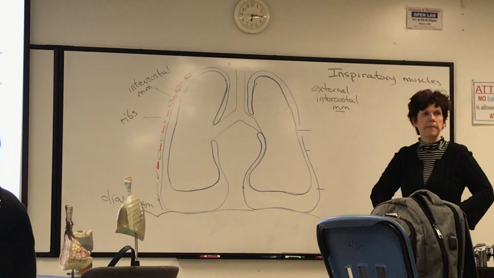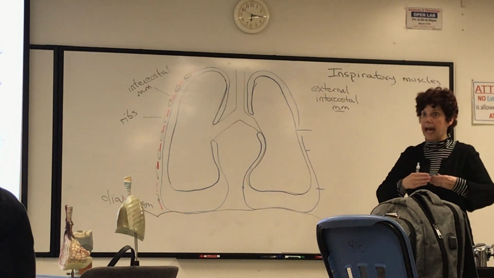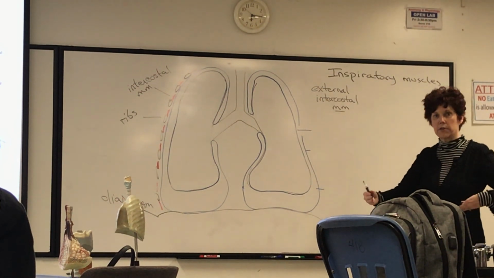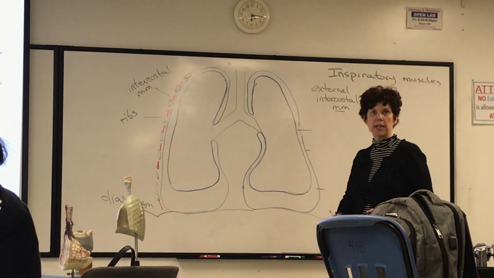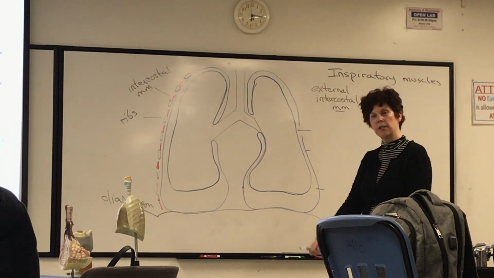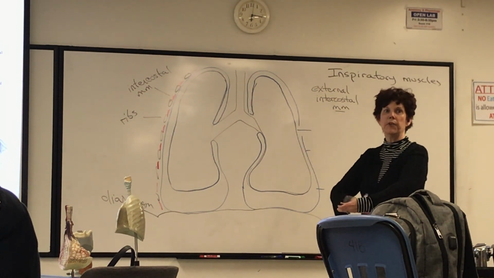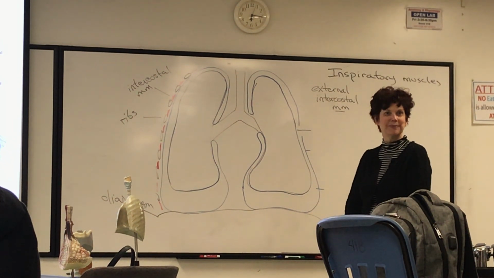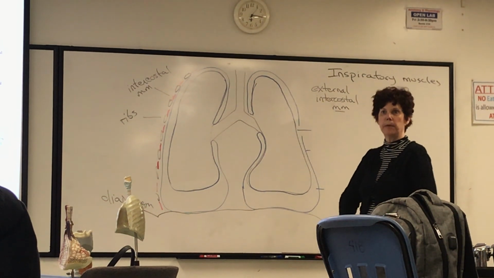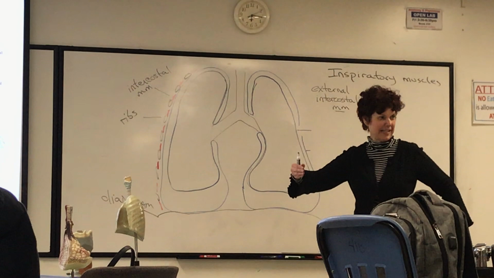All right, so the ribs only lift a tiny bit, but that changes the front to back distance. The common illustration is a handle of a pail that's lying down the side of the pail. You need to lift up the handle, and as you do so, you move it away from the side of the pail. Moving the ribs like that increases the front to back distance.